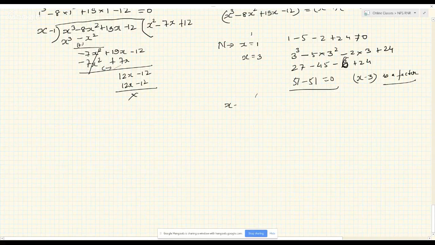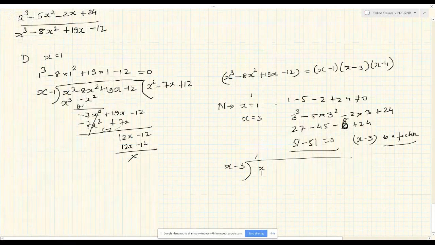So hence x minus 3, and then divide x cubed minus 5x squared.